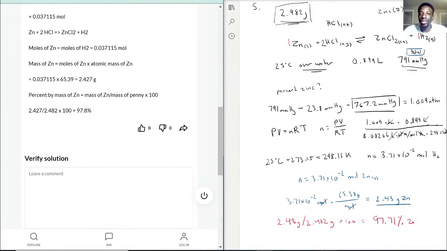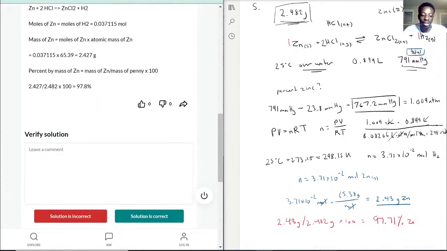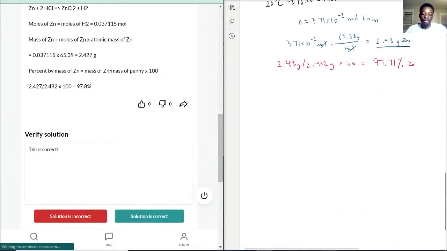I like keeping my numbers as full as possible till the end, hence I got the 97.71. But overall, this is correct. Okay. And now let's move on to question 6.